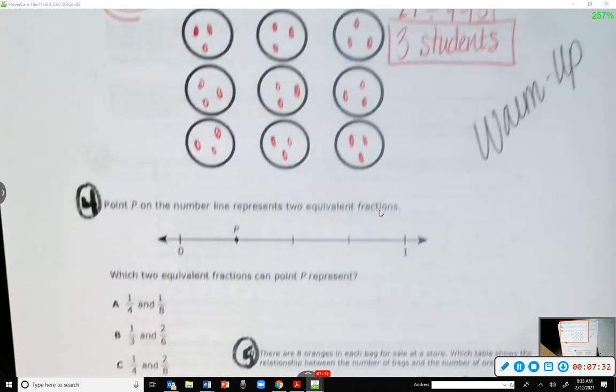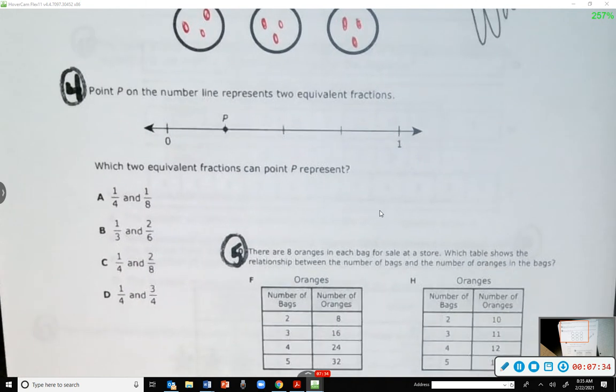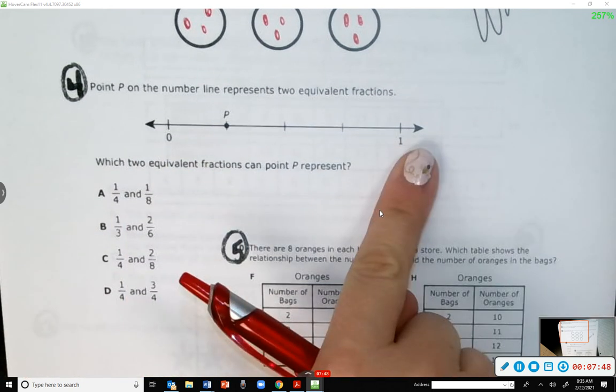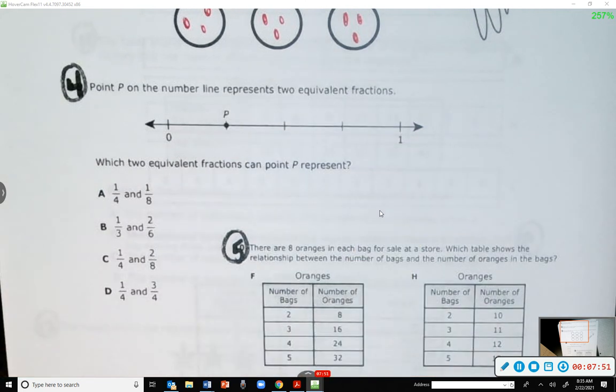Okay. Number 4. Point P on the number line represents 2 equivalent fractions. Which 2 equivalent fractions can point P represent? First let's label our number line. Did y'all do that first? Yes. Okay. How do I label a number line? Kaylee, do you remember?